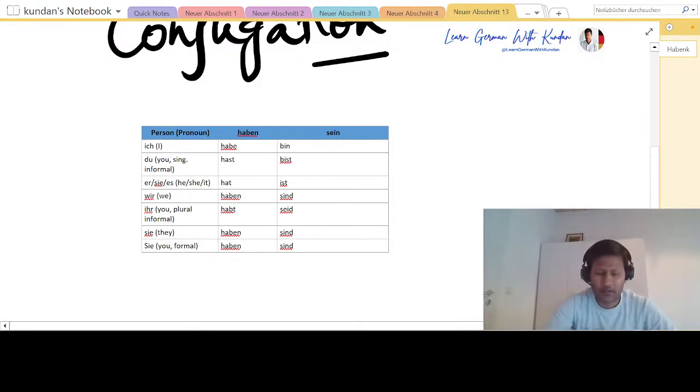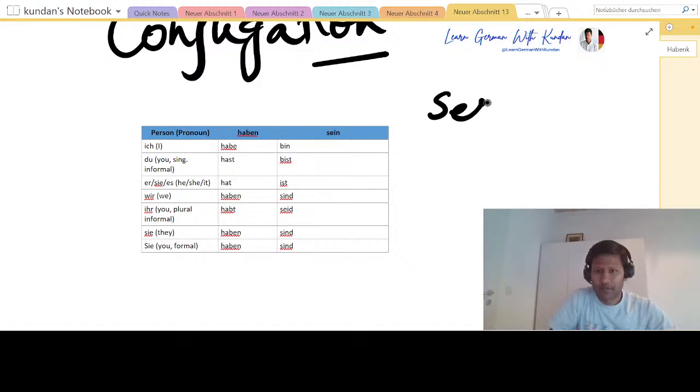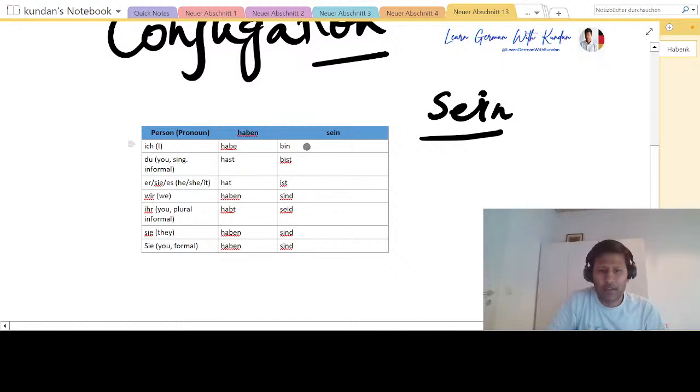Let us first talk about the sein form. Let me write. All right, sein form. So we have seen this sein form before also. This is "to be", the meaning is to be, and how this conjugation happens, you can see here.